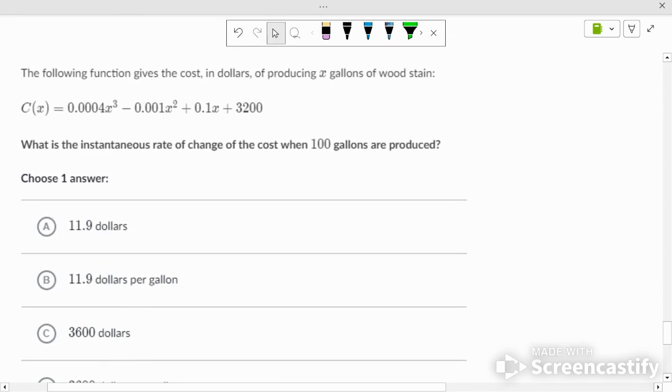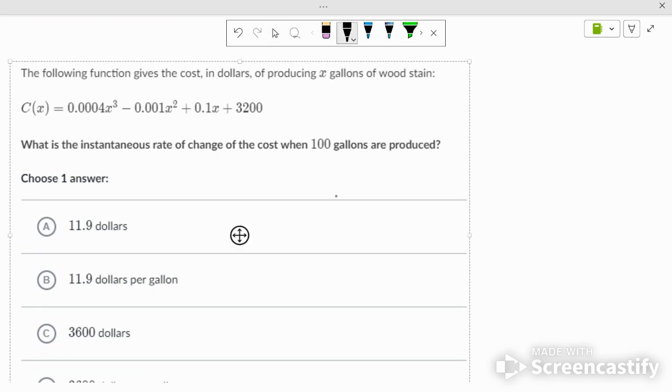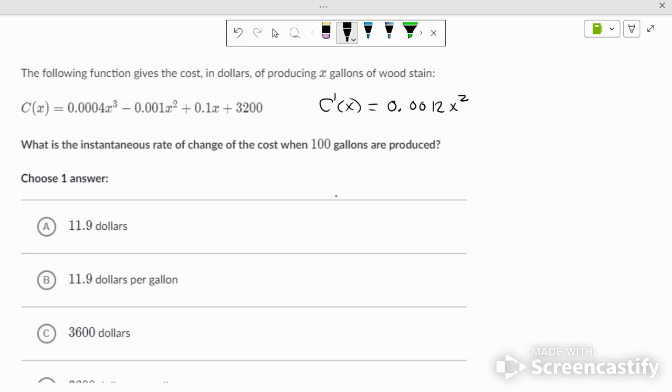All right, a company is producing x gallons of wood stain. What's its cost? Its overhead cost for the building or plant is like $3,200 plus this, plus this, plus this. They've got all kinds of variables in it. What's the instantaneous rate of change when 100 gallons are produced? Well, the instantaneous rate of change is the first derivative of the cost function. So it's 0.0012x squared minus 0.002x plus 0.1. And then you stick 100 into each of these.